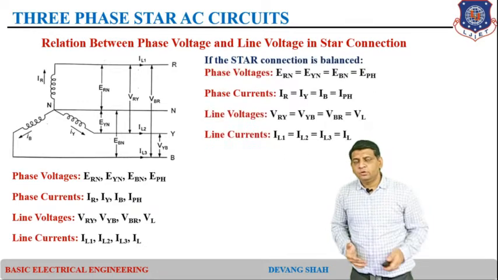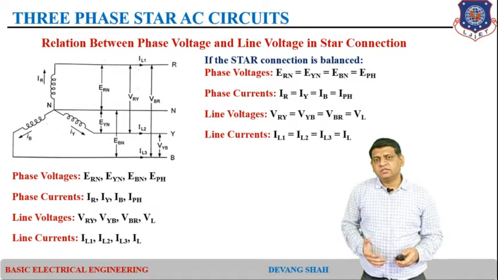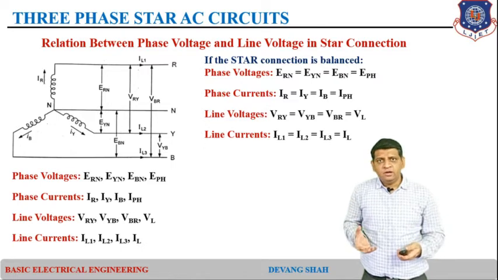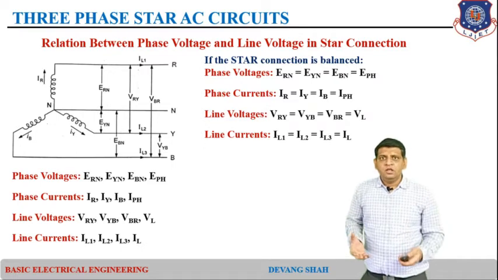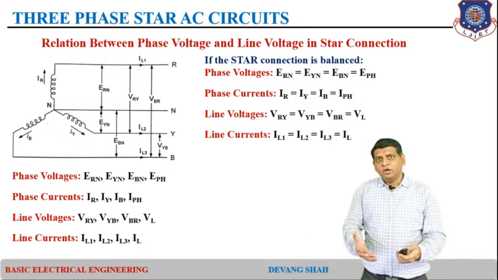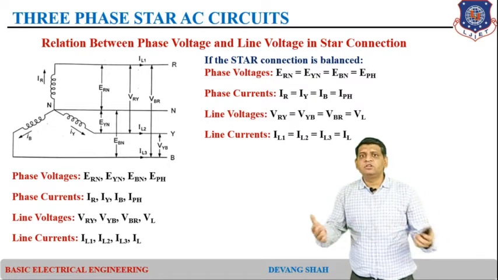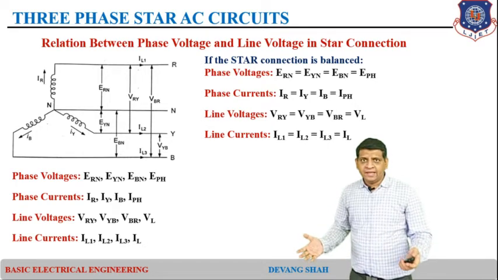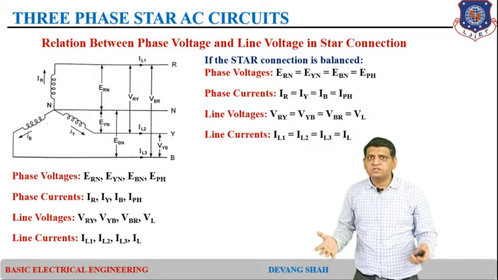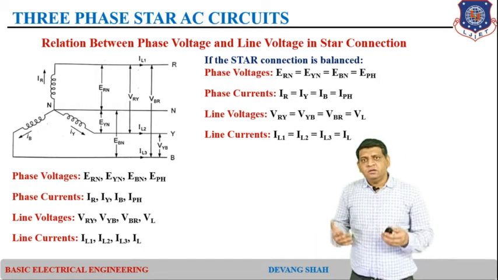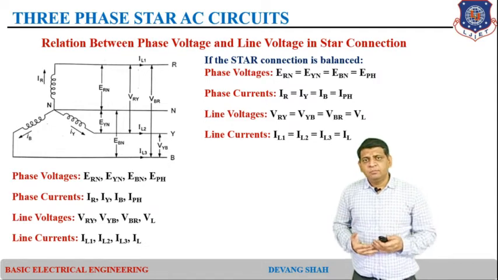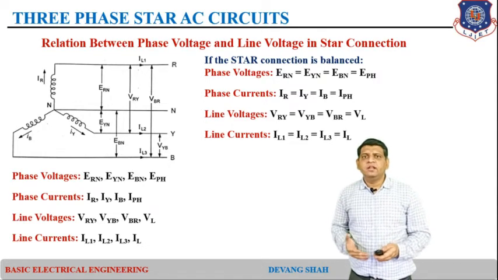So here, if you talk about this star connection, which is balanced, that means whatever EMF is generated here is the same in magnitude but 120 degrees apart from each other, right. So if the magnitude of generation of all three phases, the red phase, yellow phase and blue phase, is the same, all are identical phases generating the same magnitude of AC signal, but all are 120 degrees apart from each other.